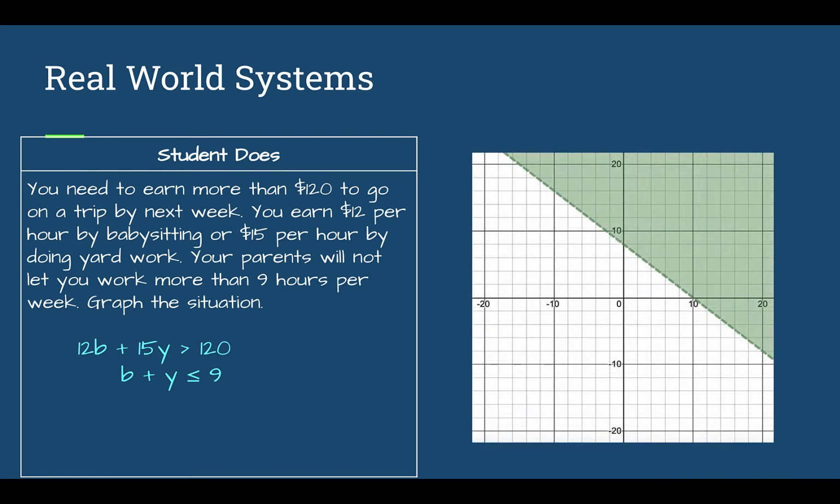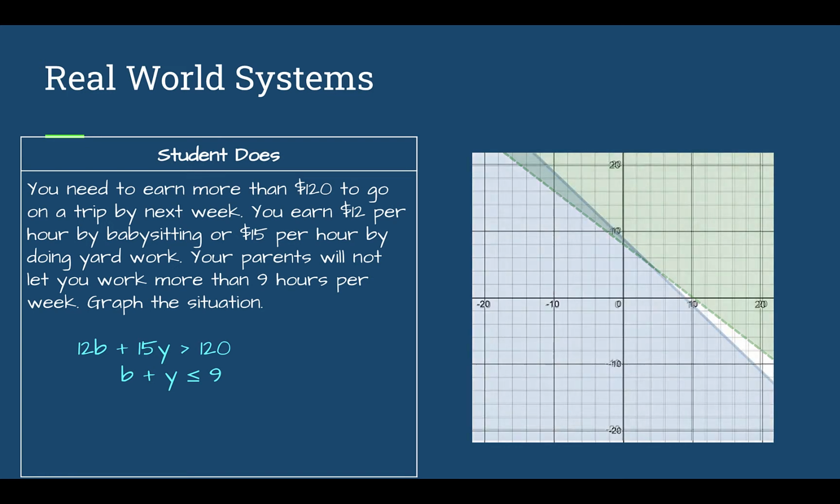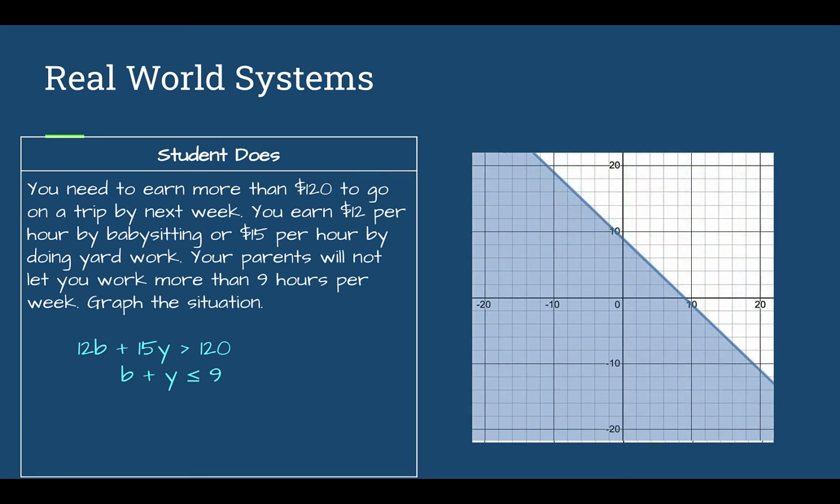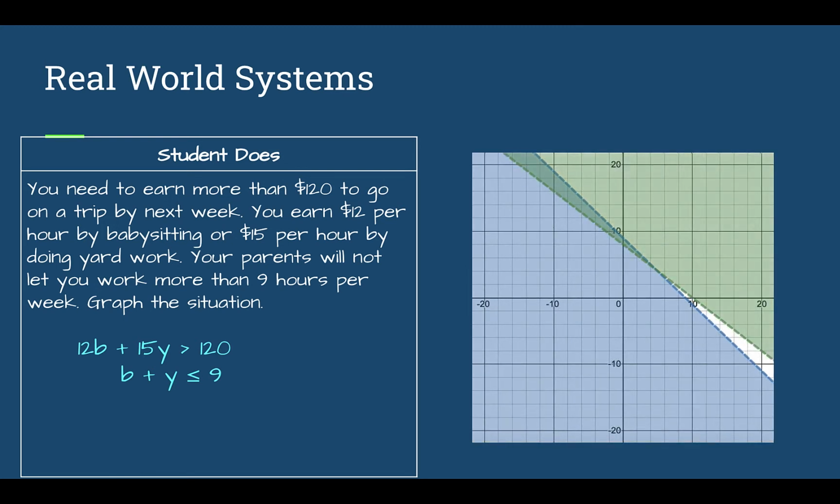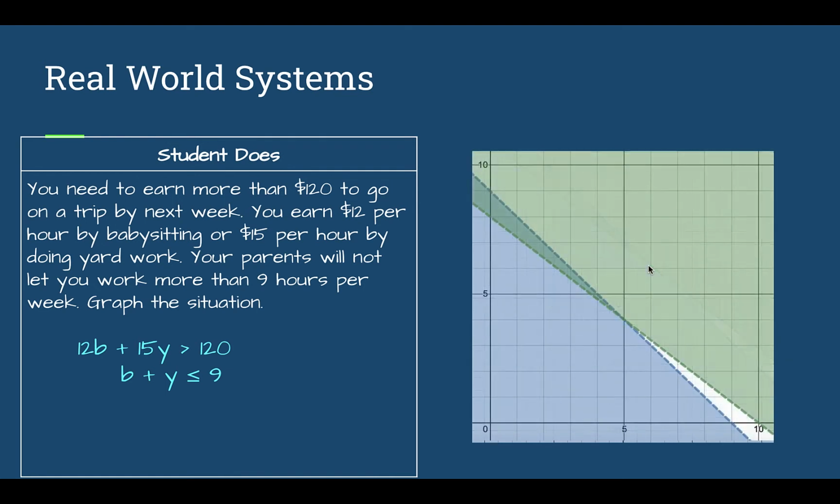Graphing those, the first one, more than 120, would look like this. The second one, less than 9, would look something like that. So your overlapped region is this area right here. It ends up becoming pretty skinny. So if we zoom in to where we can just see the overlap in the positive region, it would end up being just that little sliver of area where it works for both situations.